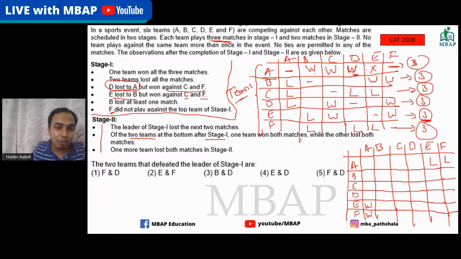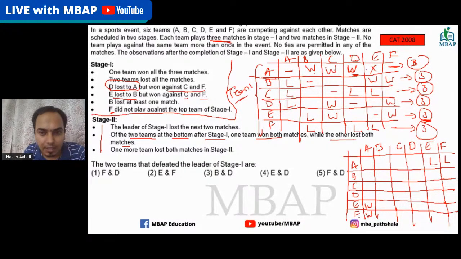Like this. Now over here itself, you read the 2 teams at the bottom of stage 1, which are C and F. The 2 teams at the bottom of stage 1 were C and F, that you already know. One team won both the matches while the other lost both the matches. Now you see here C and F, one has already won one match. That means F is going to win both the matches. Now F is going to win both the matches against which team? A is left here, and C is left here. There are only 2 teams against which F is going to play. That means F is going to win against C as well, and C is going to lose against F.